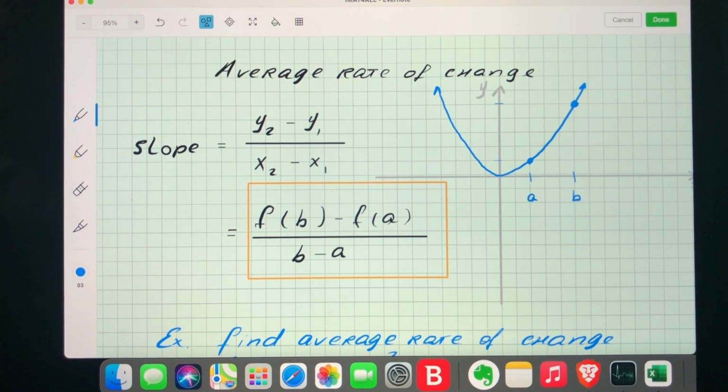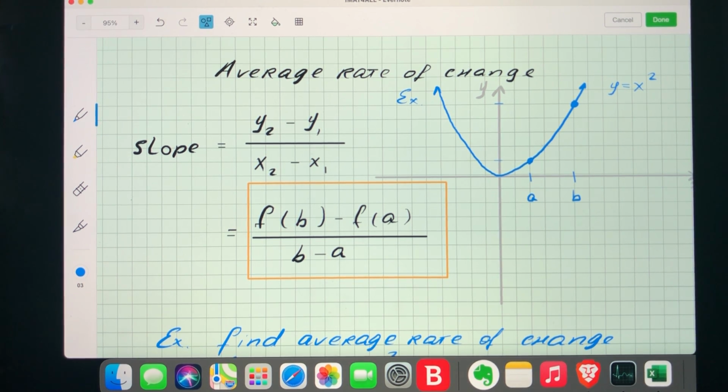Hello, in this video let's talk about the average rate of change. So the average rate of change is the same as slope, which we have already done in algebra, and the formula is the same. So let's suppose this is the example of some function, which is of course a parabola, so this is y equals x squared.